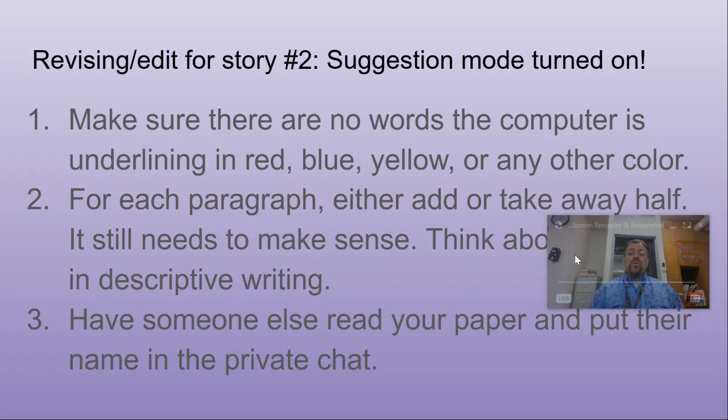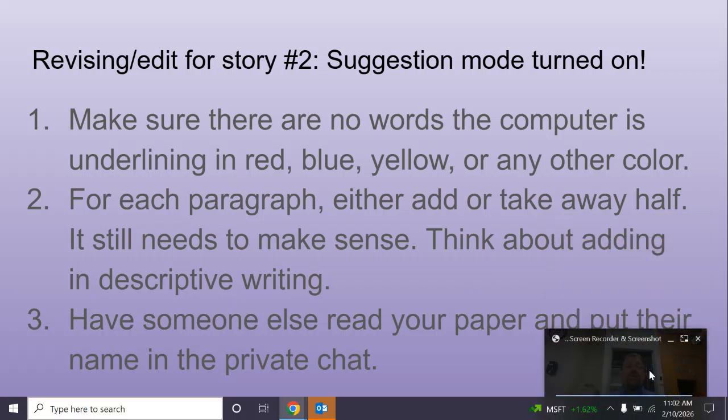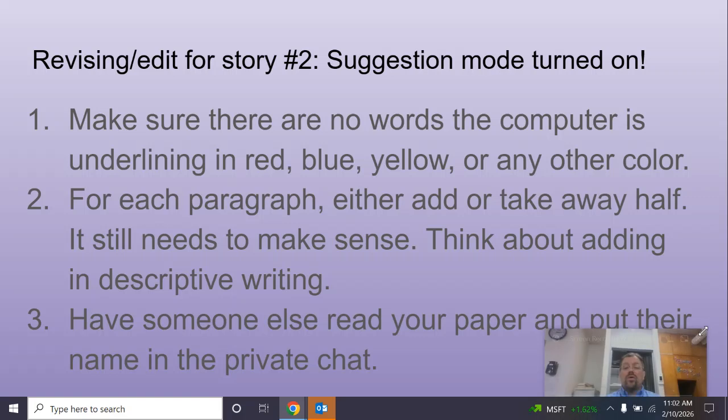All right. And so this is what you need to make sure that you have for this particular paper: that there are no words that the computer is underlining in red, blue, yellow, or any other color. Make sure you have suggestion mode turned on. For each paragraph, either add or take away half. It still needs to make sense. Think about adding in descriptive writing.